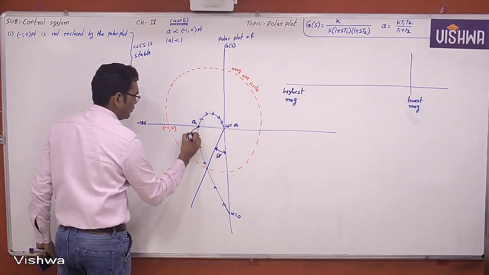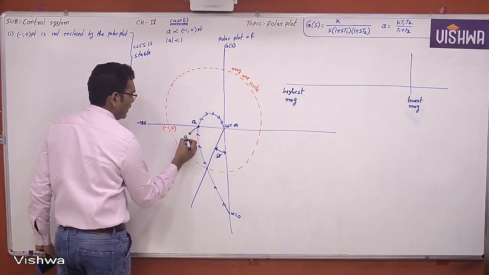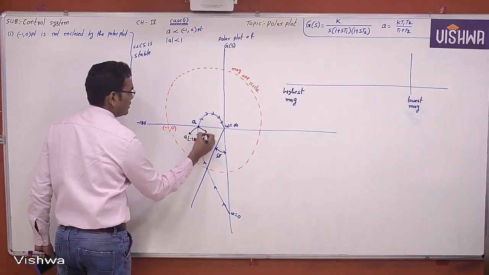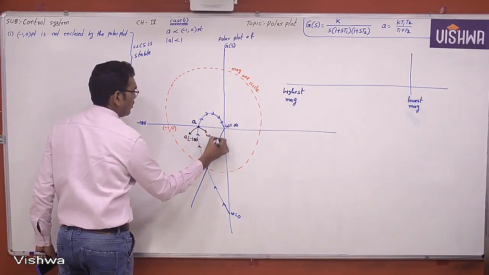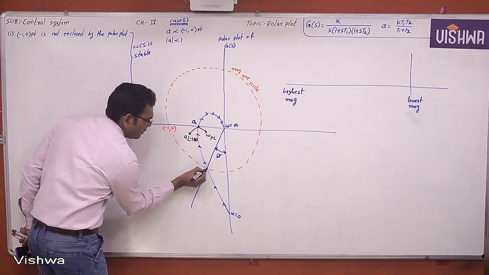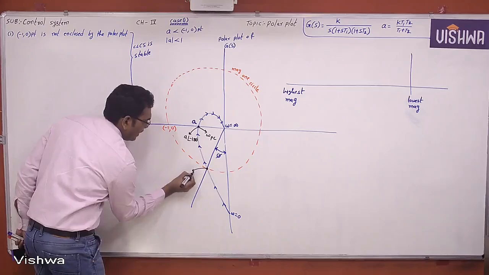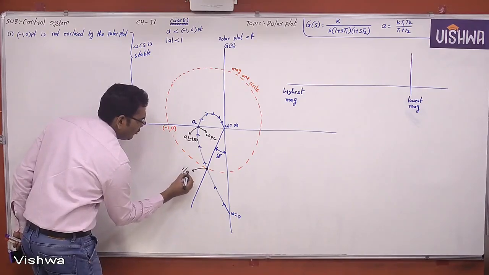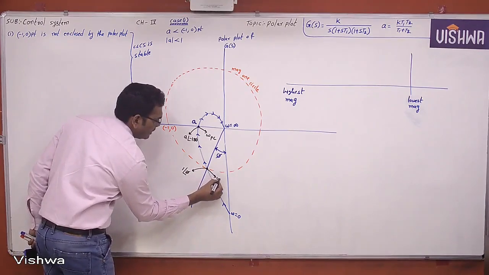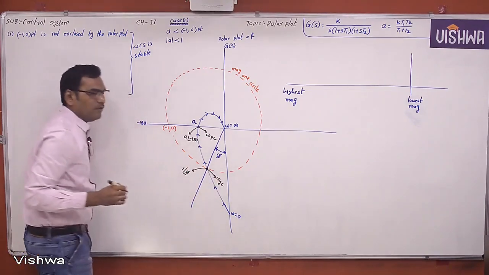Then what is the magnitude here? The magnitude is A. Phase angle is minus 180 degrees. When phase angle is minus 180 degrees, this particular frequency is called the phase crossover frequency. Now I want to touch here. Magnitude is 1. Phase angle I don't know, phi. When magnitude is 1, this particular frequency is called the gain crossover frequency.